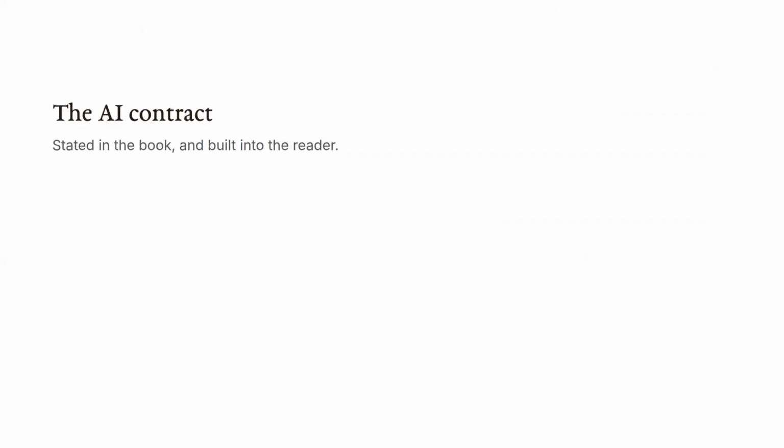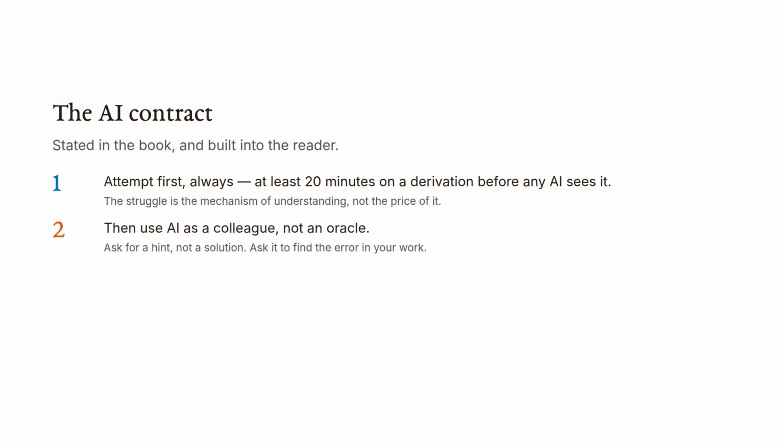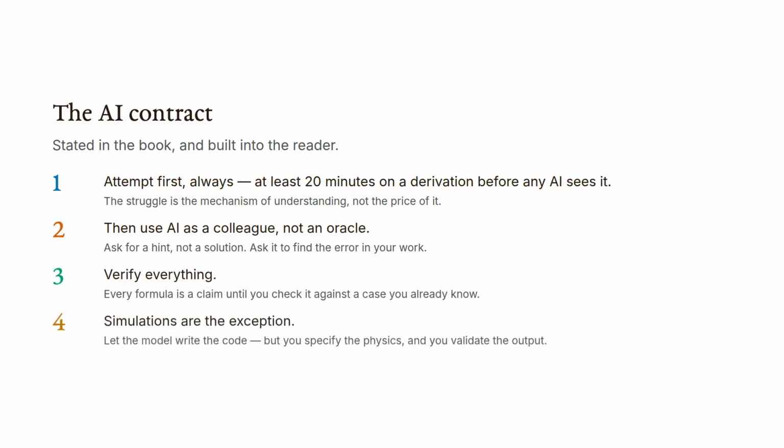Which is the contract the book asks you to keep. Attempt everything yourself first, at least 20 minutes before any model sees it. Then use it as a colleague, not an oracle. Verify everything. The simulations are the exception. Let the model write the code, but you specify the physics and you check the result.